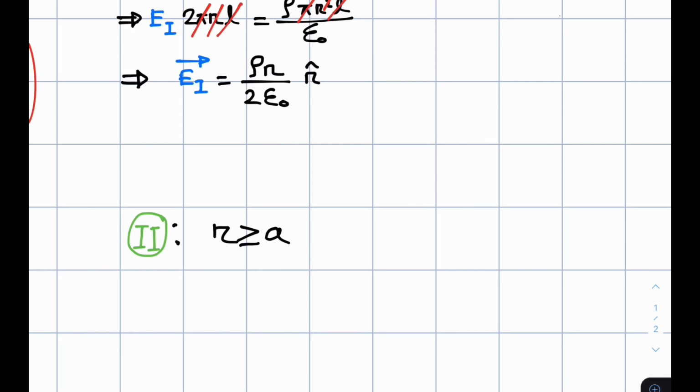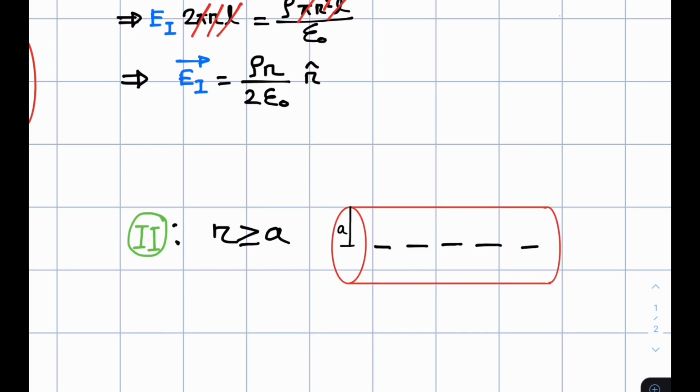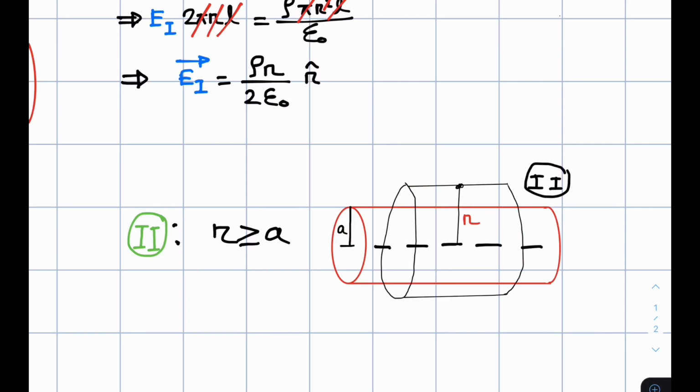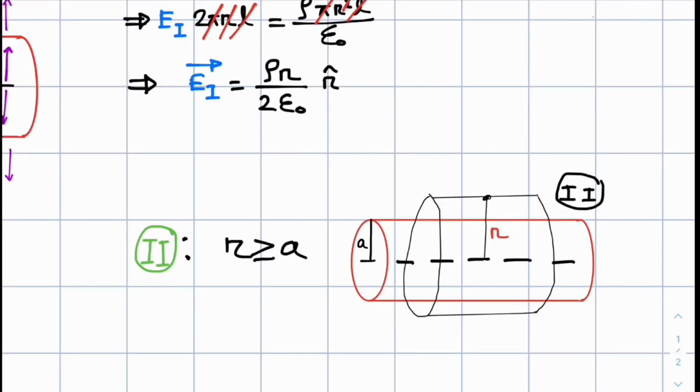Okay, so now let's turn to the second case where the point lies outside the cylinder. For convenience, let us again draw a cylinder here, and this is the axis of the cylinder. Now let us take a random point outside this cylinder, let's say this point, and denote the distance of it from the axis with r, and then draw a cylindrical surface with radius r like this. Let's say the length of the enclosed surface is L. The electric field through this closed surface looks like this.